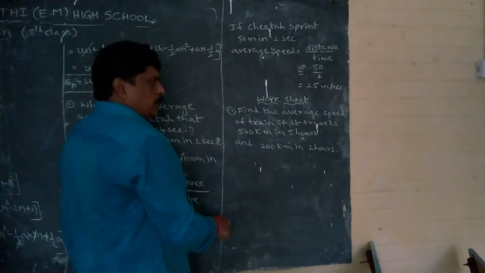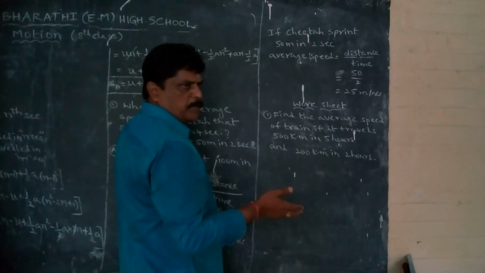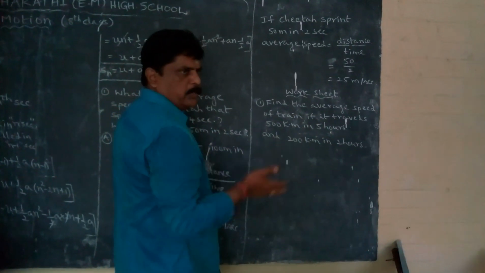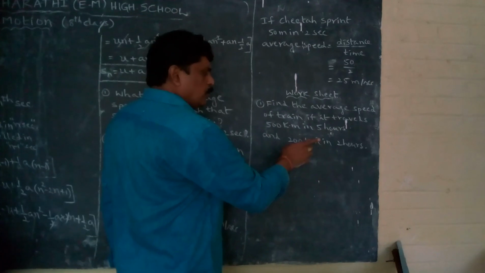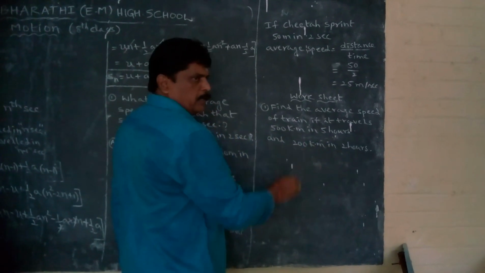Okay, I have given a worksheet for you. Find the average speed of a train if it travels 500 kilometers in 5 hours. This is also the formula: average speed is equal to distance by time. So 500 by 5 gives 100 kilometers per hour. And also, if the train travels 200 kilometers in 2 hours, find the average speed also.